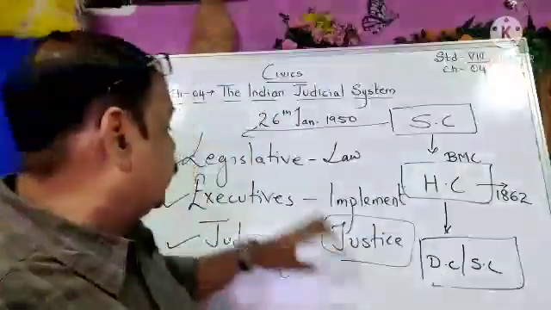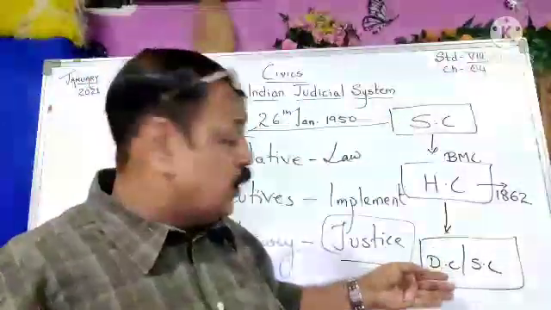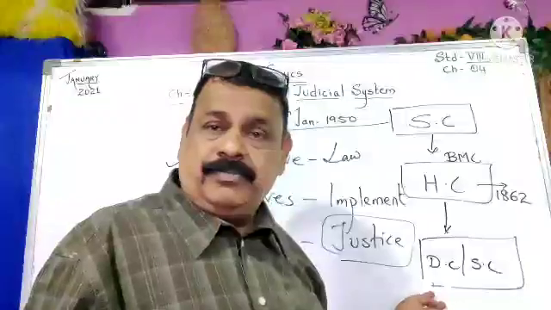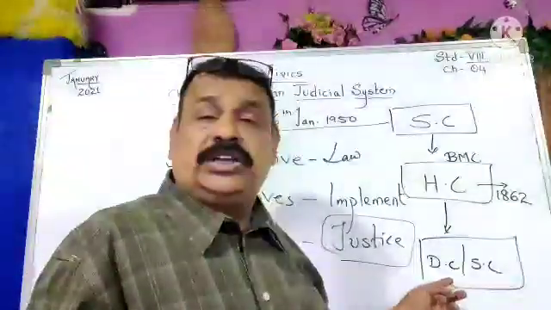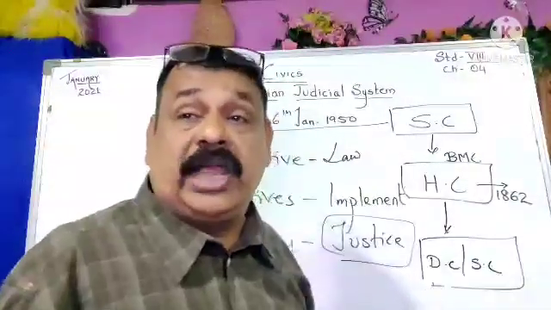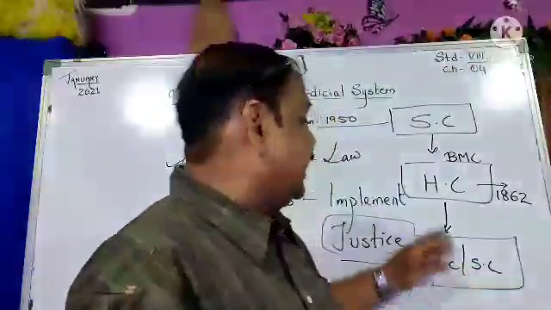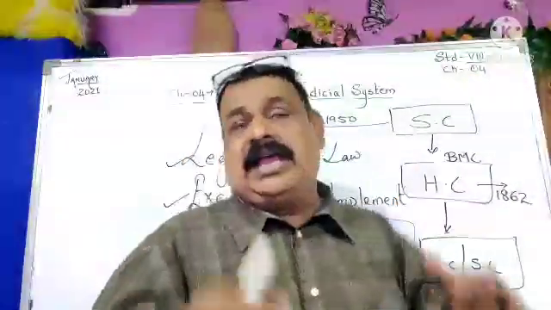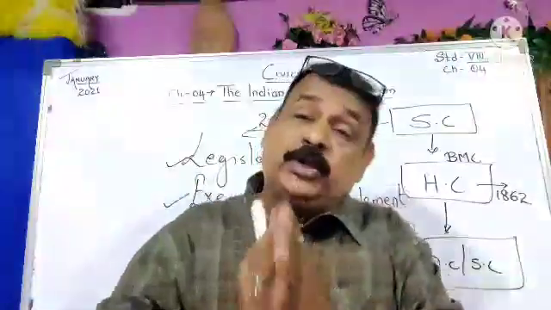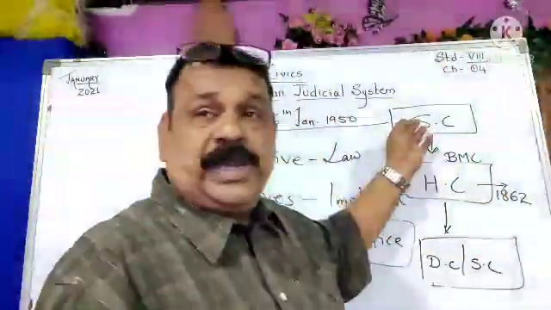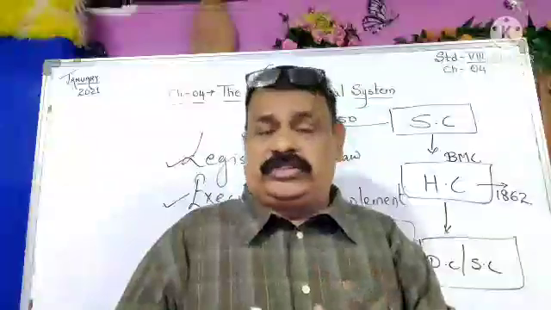Now, please remember when I'm talking about this appellate system, each court follows a system. If I appeal to the district court and the district court or the session court is not able to resolve my problem, I can appeal to the High Court. If I again find that the High Court is not able to resolve my problem, I can approach the Supreme Court.